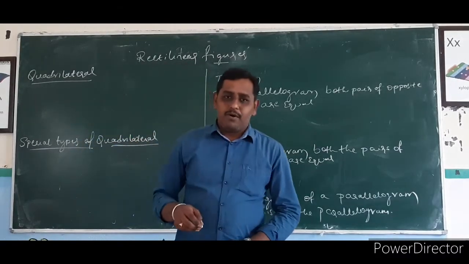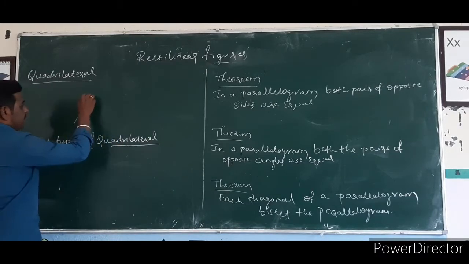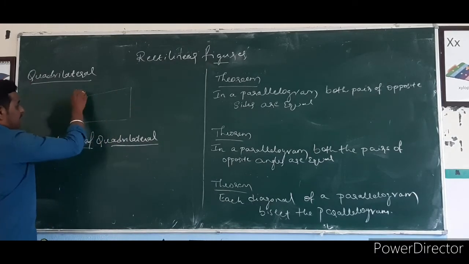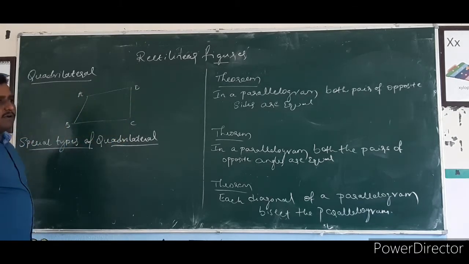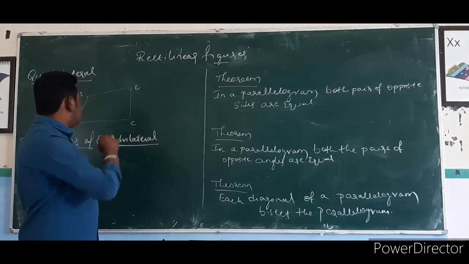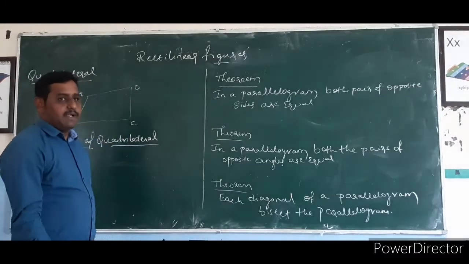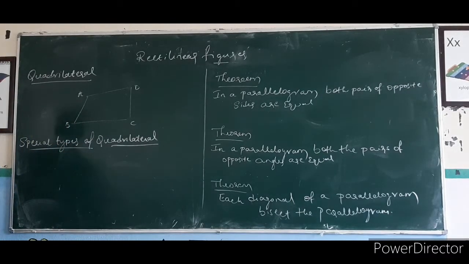A plane figure bounded by four sides. So if ABCD is a quadrilateral, it has four vertices, four angles, four sides. All four sides are bounded in a plane figure. So next, special types of quadrilateral.